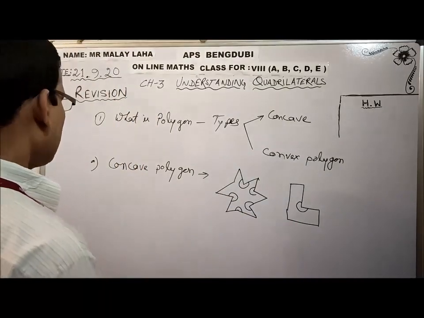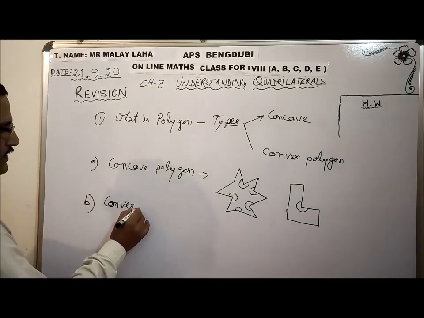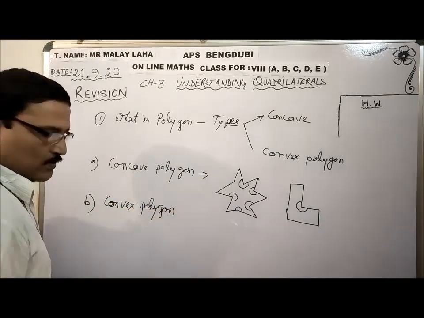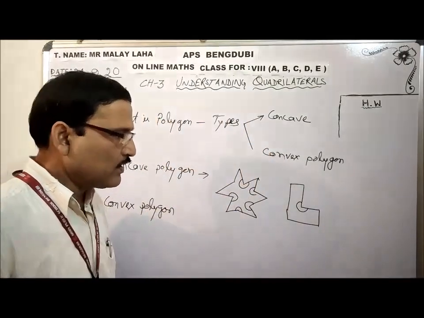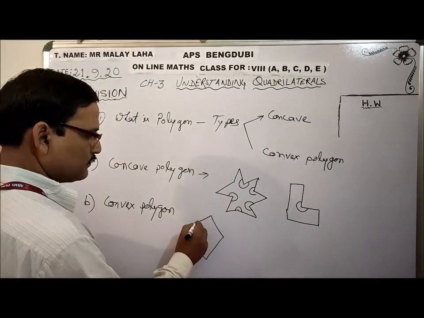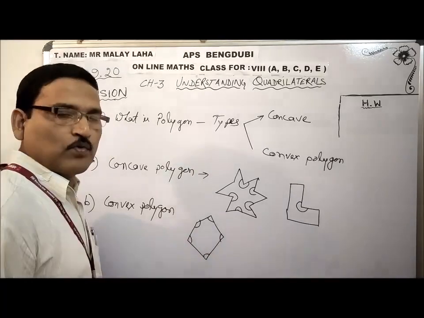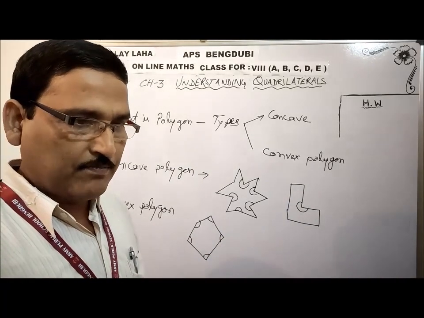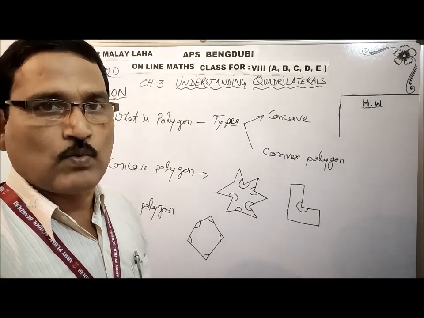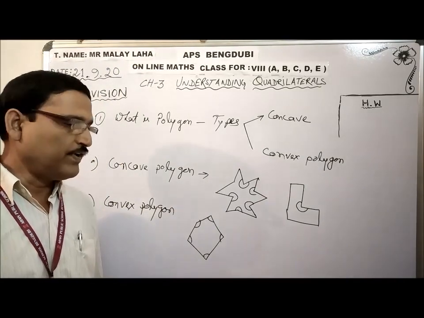Okay, and convex polygon. Convex polygon, how will you say? If you measure with the help of protractor, none of the angles will be more than 180 degree. When none of the interior angles, I am talking about the interior angle, is more than 180 degree, definitely it will be a convex polygon.